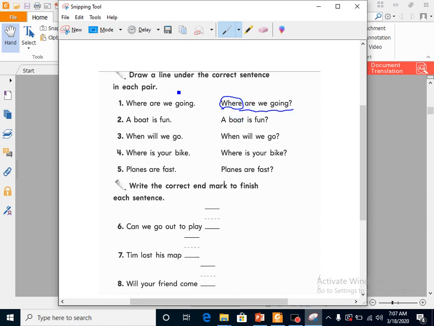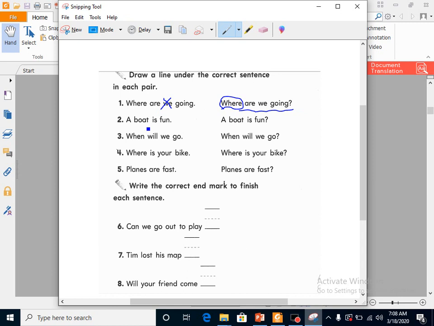I will leave this one, or I can just cross it out like this. Number two. A boat is fun. Now, can you tell me, "a boat" here, is it a question word, like who, where, when, why, what, which, is, does, did? No. So, "a boat" here, is it a noun? Yes, because people, animal, place, thing. And a boat here is a thing. Very good. Now, I start here with a noun. And when I start with a noun, is this a question or a statement? Statement.